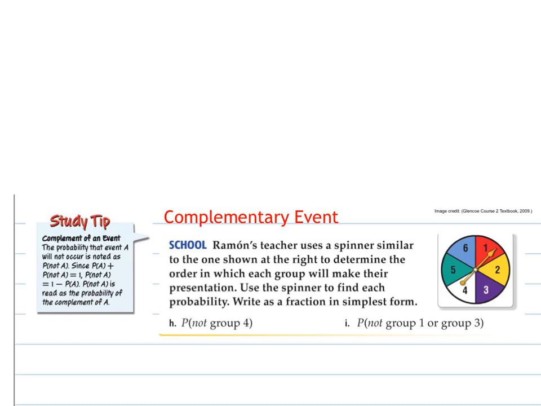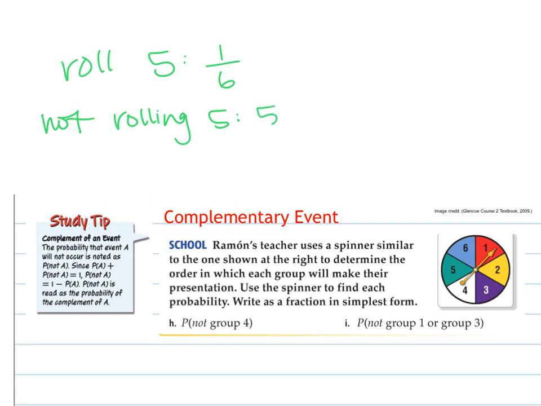Okay, so complementary events. If I were to say what's the probability of rolling a 5 on a 6-sided dice, that's 1 out of 6. The complementary to that would be the probability of not rolling a 5. Well, if there's one outcome that is a 5, that means the rest of them are not a 5. So that means that 5 of them out of the 6 are not going to be rolling a 5. If I were to add these together, 1/6 and the 5/6, that should always equal 1.